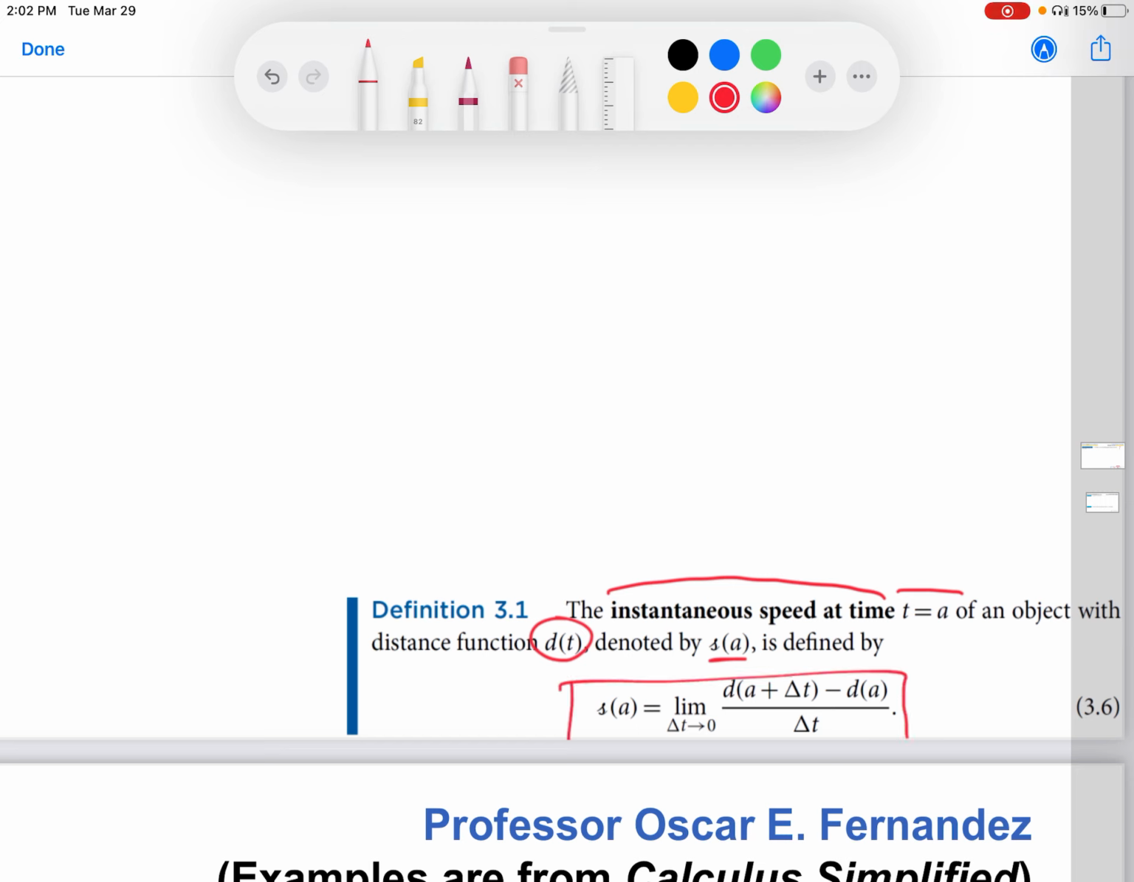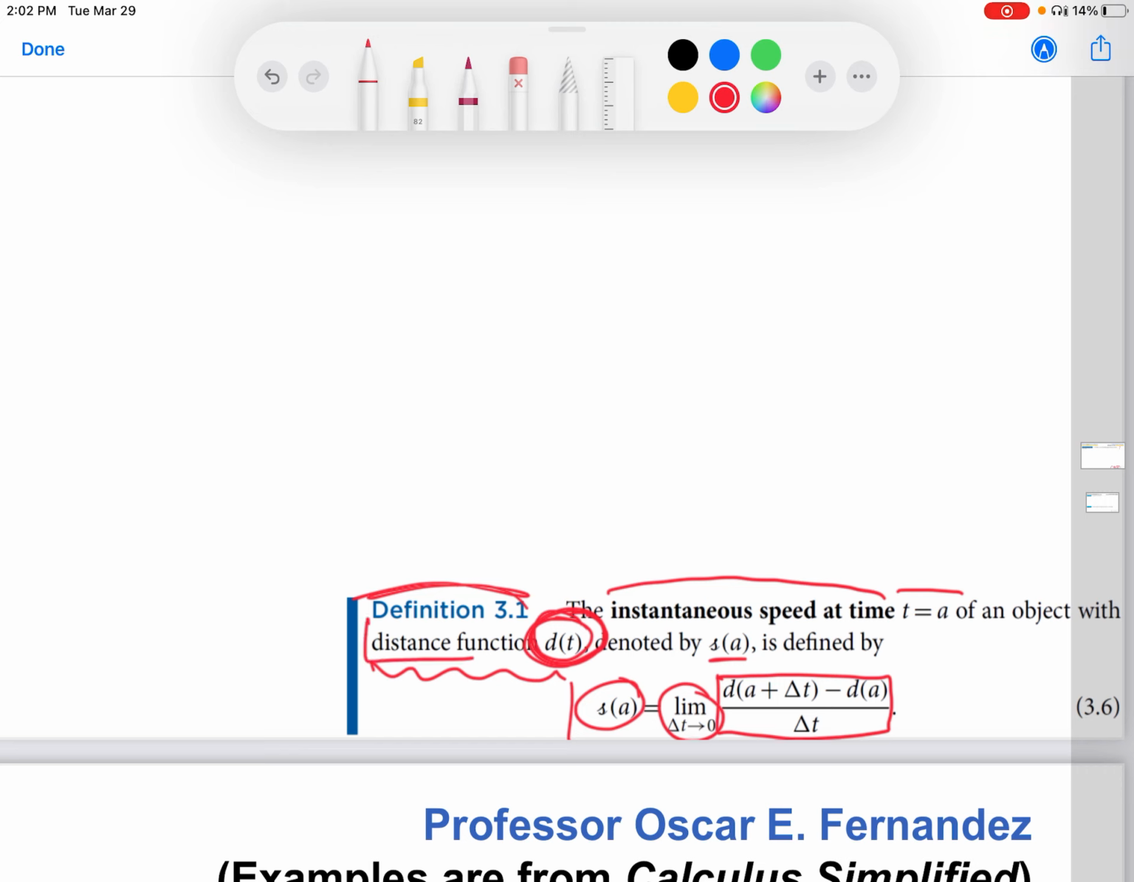So a couple of things to point out here. First of all, this definition requires a distance function. Speed is kind of like velocity, except we don't care about direction. But speed is a rate of change. It's a change in position or a change in distance over time. So I really need some information about the distance that the object has traveled, and this is encoded in the distance function. If I know the distance function, then this definition tells me that I have to calculate this quotient and then find the limit. And if the limit exists, then that will be my instantaneous speed.